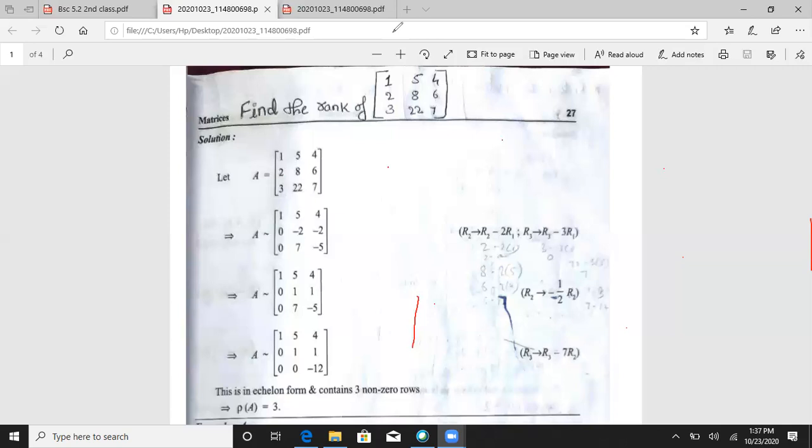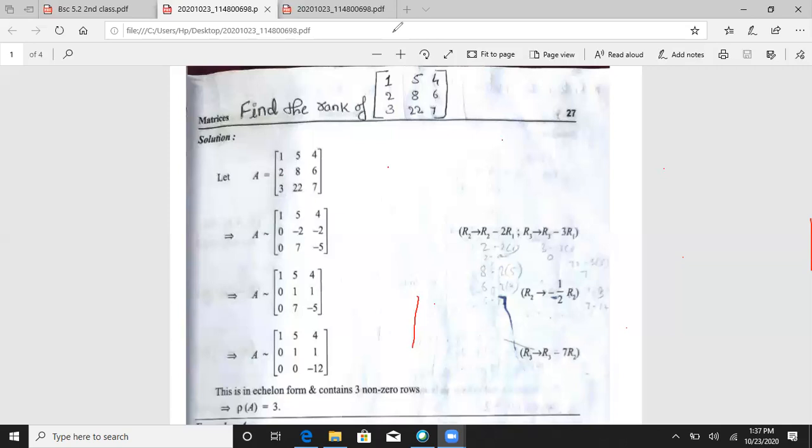See here, this is the first operation. First row as it is, you write the same: 1, 2, 3. Next come to the second row. Second row means we write here 3, 4, 5.